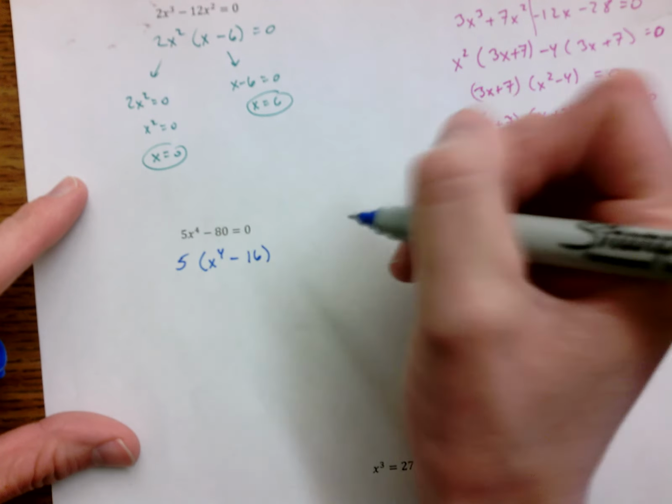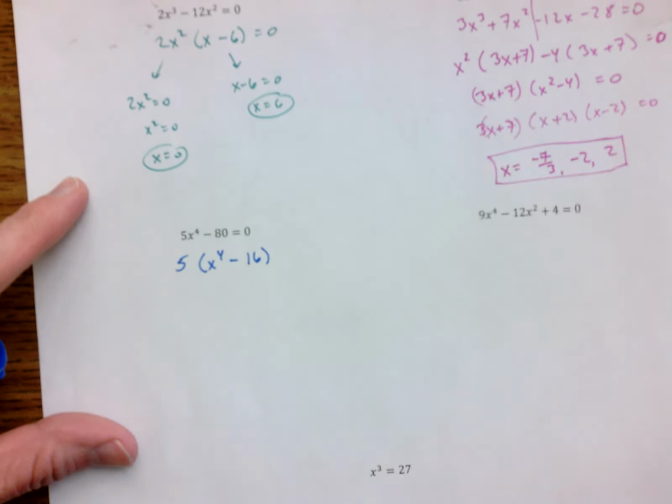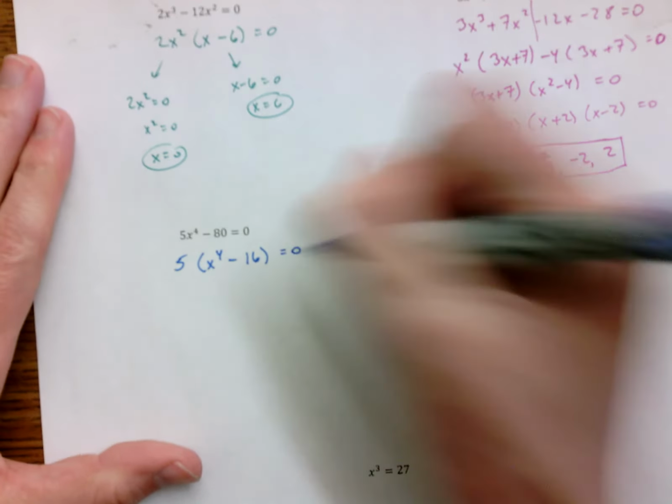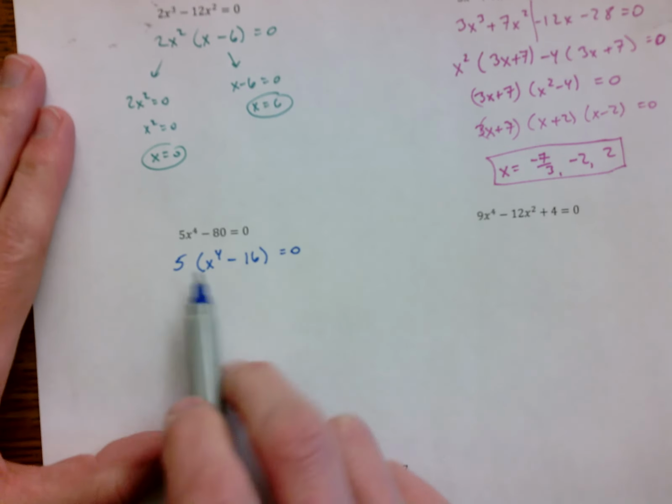16 times 5, 40. Carry the, no, that's not right. 80 divided by 5. Wow, I can't do simple math in my head apparently. No, it is 16. Okay, sorry, it's 16. Great. Glad that I could divide that. Okay, so we factor that out.